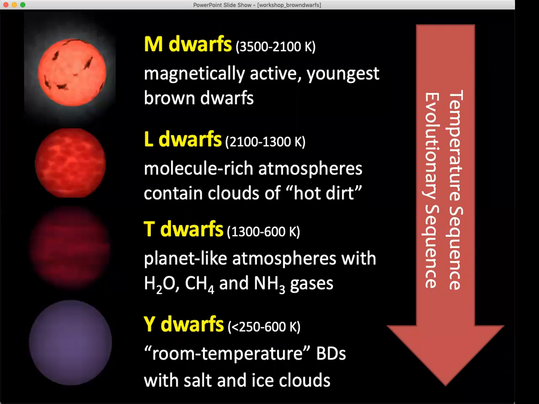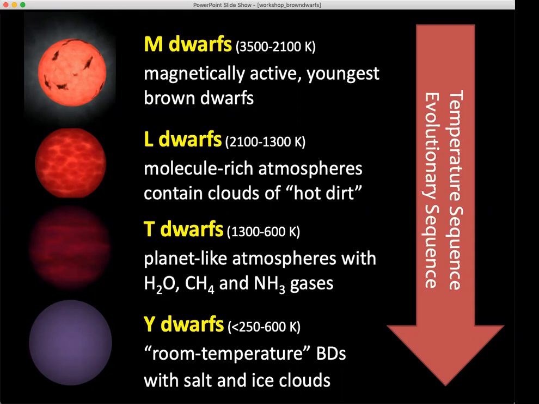This is more schematically about what these look like. So this is going down in temperature, right? So M dwarfs, again, these are the most common stars, but they can also be very young brown dwarfs that haven't had time to cool off. The L dwarfs are in this range of temperatures, 2100 to 1500 Kelvin, and they are interesting because they actually have clouds of dust in their atmospheres, and that has some implications about how they look over time.